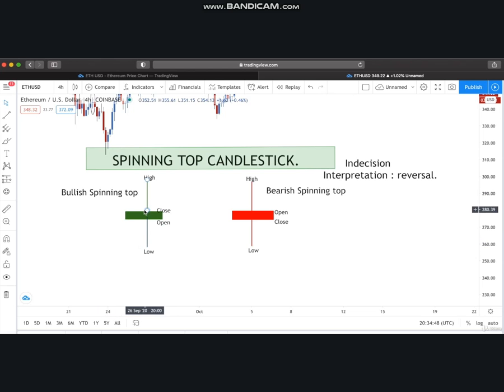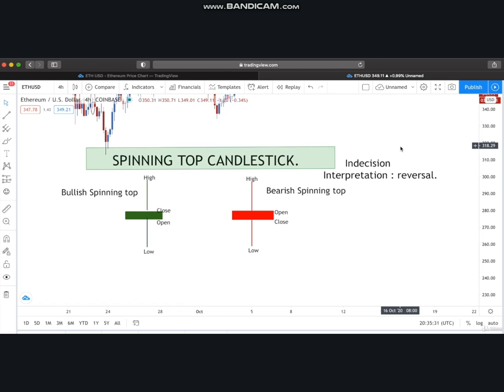Same is for the buyers. The buyers tried very hard to push the price upwards, but couldn't maintain it. The spinning top candle can be bullish or bearish, it doesn't matter. When the spinning top candle is formed on the chart, it means that there is indecision in the market. Neither the sellers want to dominate, nor the buyers. A wait and watch scenario is going on.